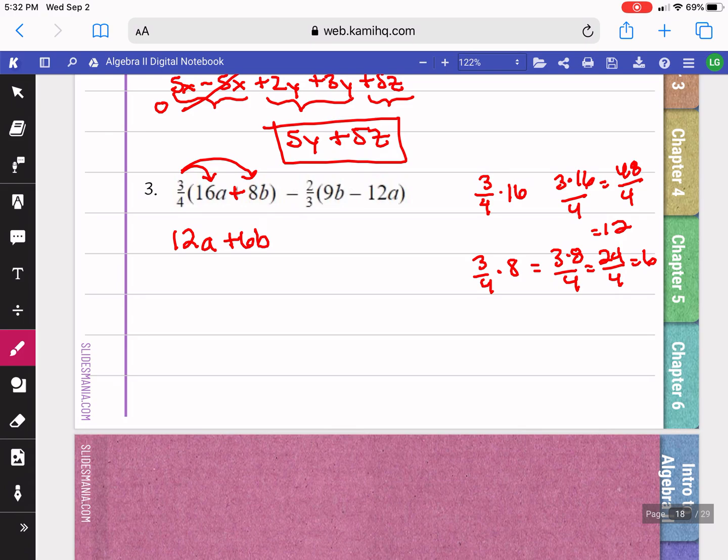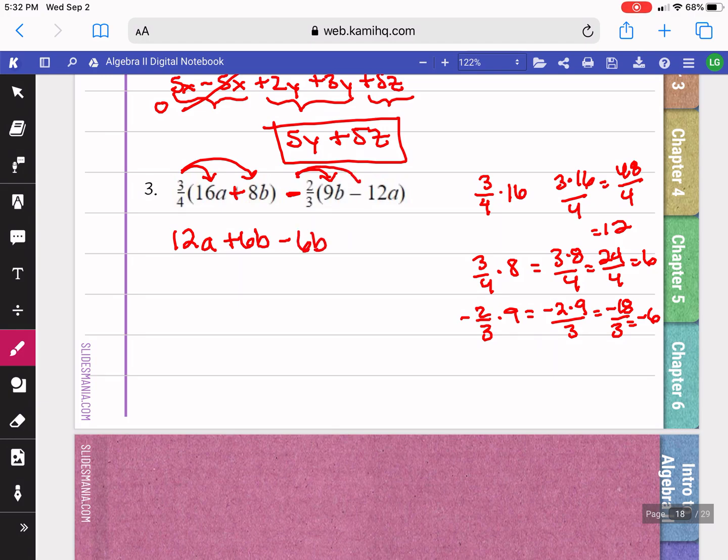Now I'm going to distribute the negative 2/3. Notice I'm treating it like a negative. So I'm going to do negative 2/3 times 9. The negative, you can do it with your top numbers. So negative 2 times 9 divided by 3. Negative 18 divided by 3 is negative 6. So that becomes negative 6b.